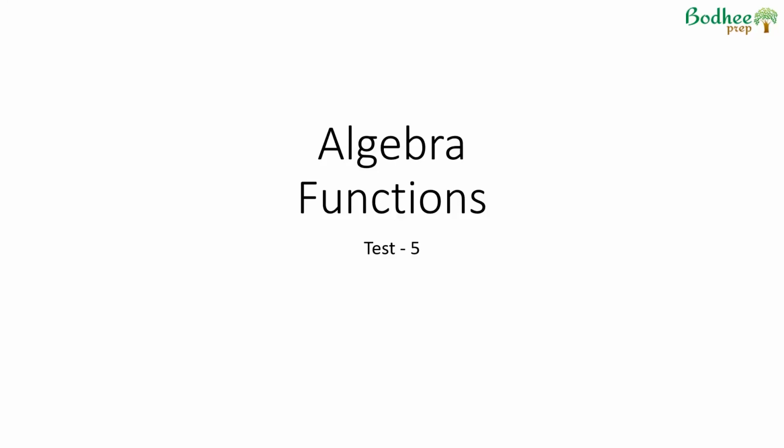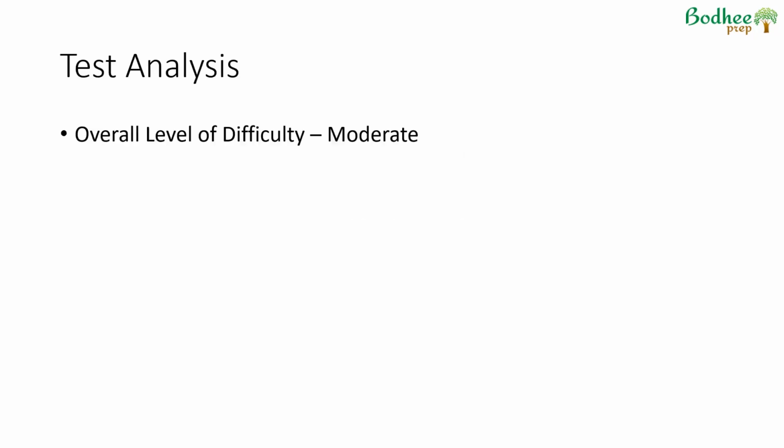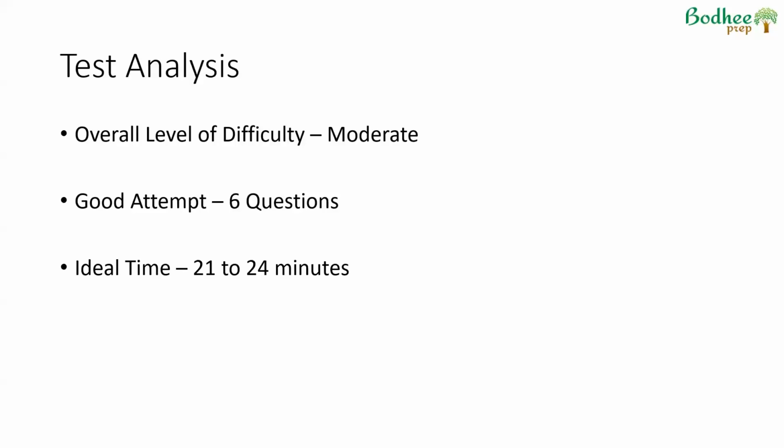This video is on the topic functions, and this is test number 5 on the said topic. Overall, the level of difficulty for the test was moderate, and an attempt of net 6 questions correct in this kind of a test would definitely give you a 95 plus sort of a percentile. The ideal attempt time, that is time to go through all the questions and find out those 6 questions for yourself, would be somewhere around the 24-minute mark.